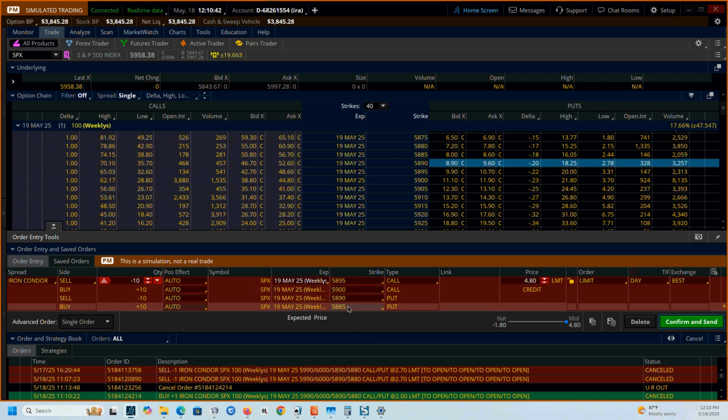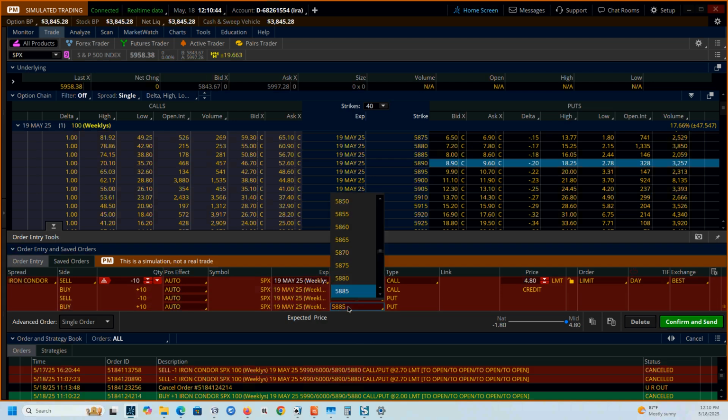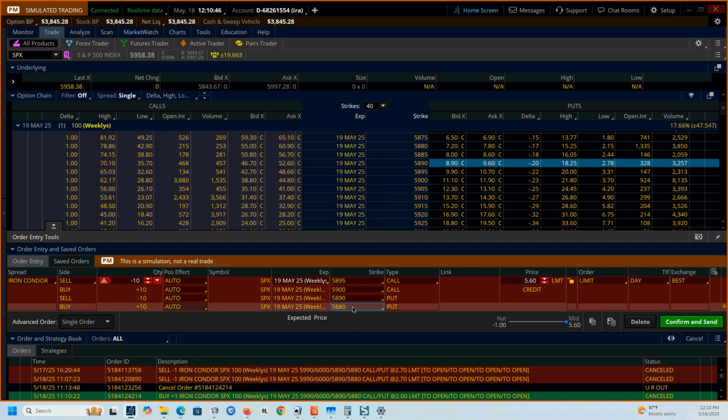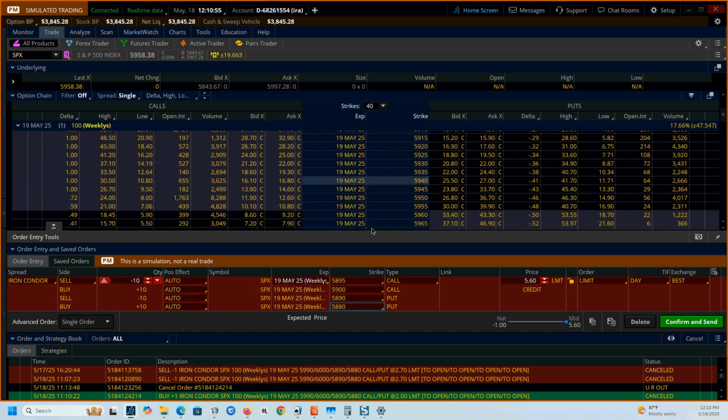That means we have to be 10 points lower. So we got to go to a 58.80, right? Boom. 10 wide, got to be lower. Sell high, buy back lower on the put side. On the call side, we had said it was like 59.90 and 6,000.